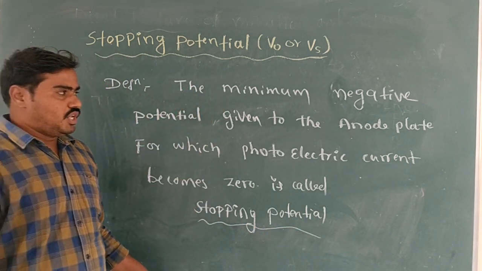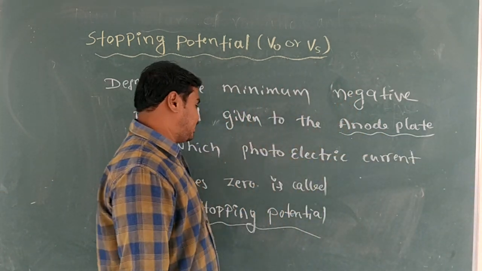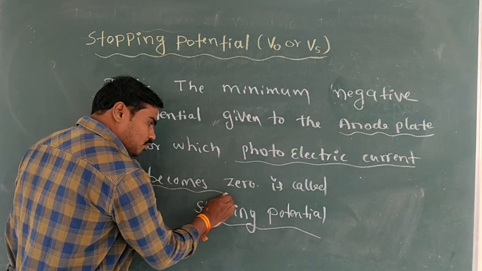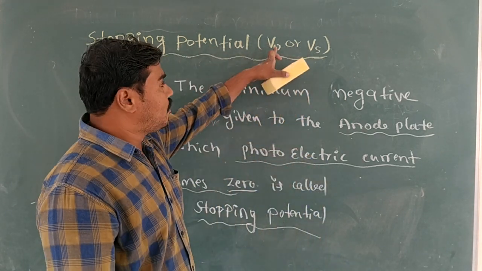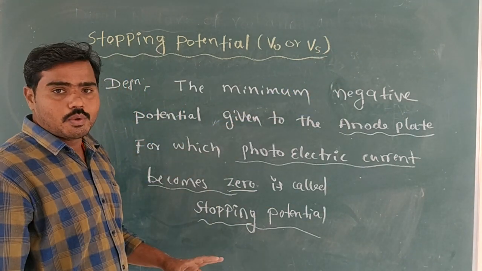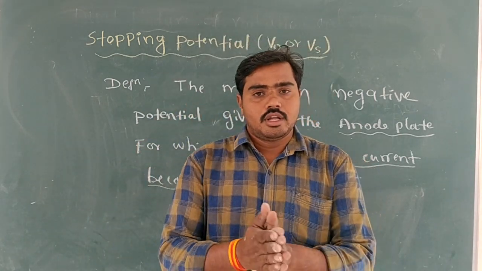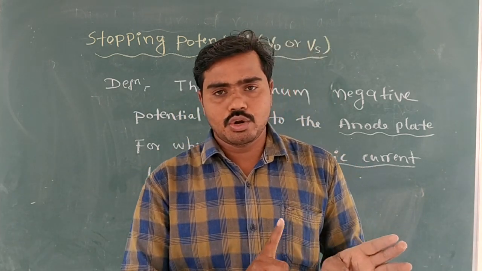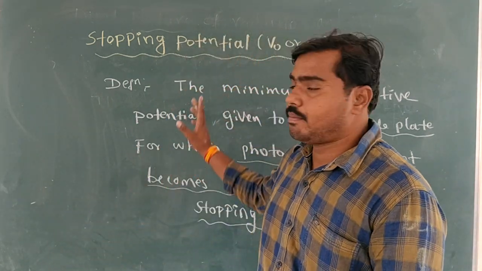The minimum negative potential given to the anode plate, or it is also called the collector plate, for which the photoelectric current falls to zero or becomes zero is called the stopping potential. It is denoted by the symbol V0 or Vs. Okay, this is also a very important definition in the dual nature of radiation. Okay, dear students, in today's class I have explained three very important definitions. One is the threshold frequency, the second one is the threshold wavelength, and the third one is the stopping potential.